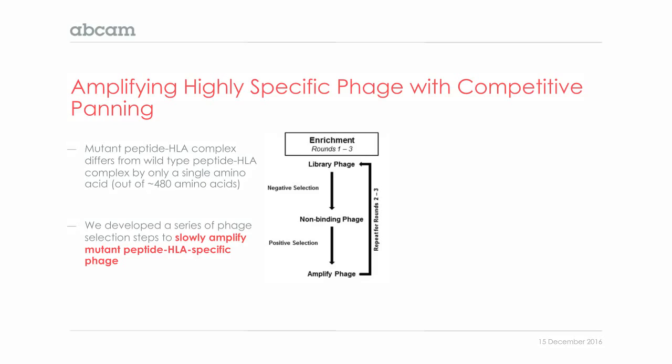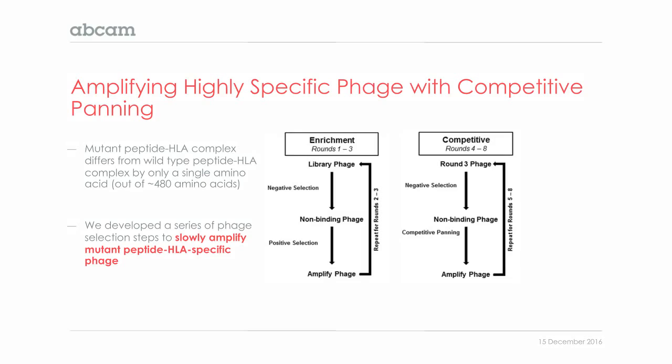And after around an hour, we wash those beads and elute with acidic conditions, and we amplify that phage by infecting E. coli with the eluted phage as well as helper phage. And we grow up the E. coli overnight to produce more phage. And then we repeat this process typically around 2 more times. So that's the enrichment phase.